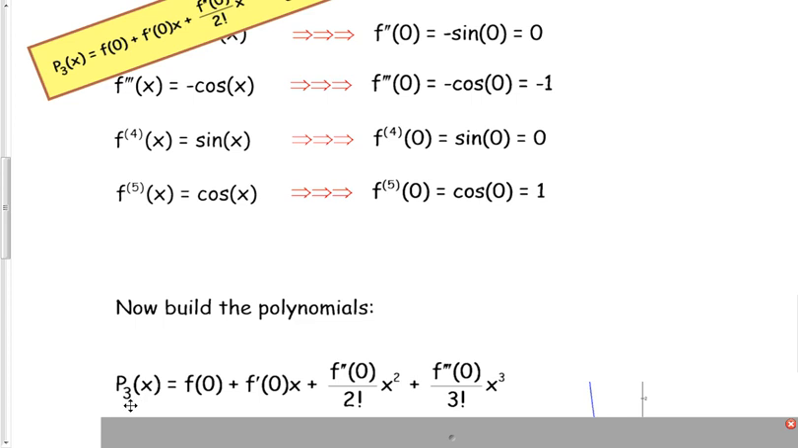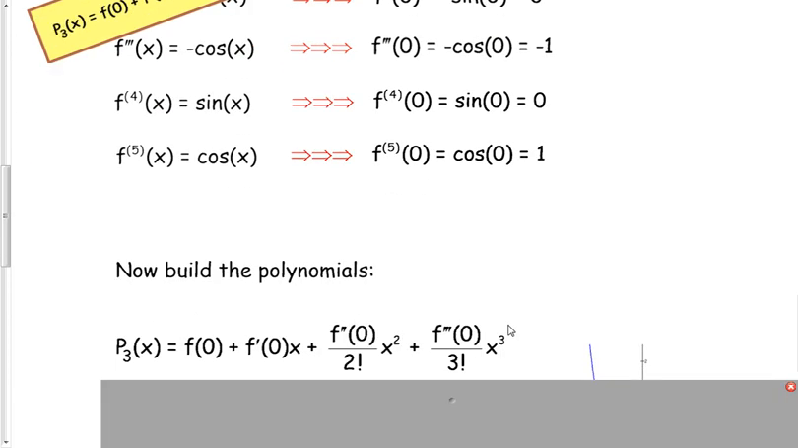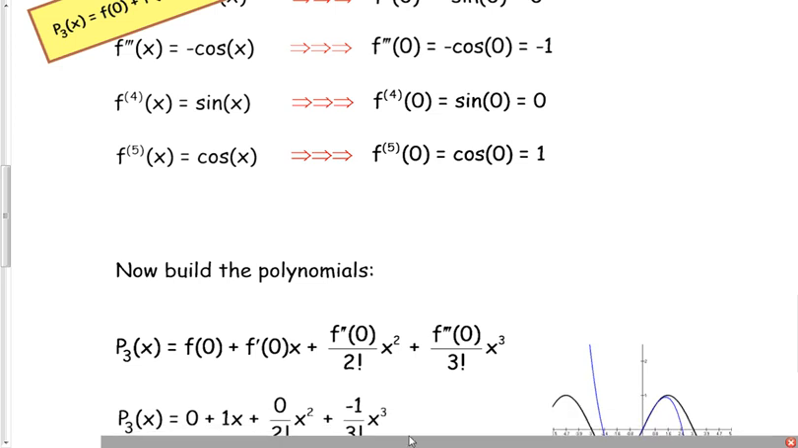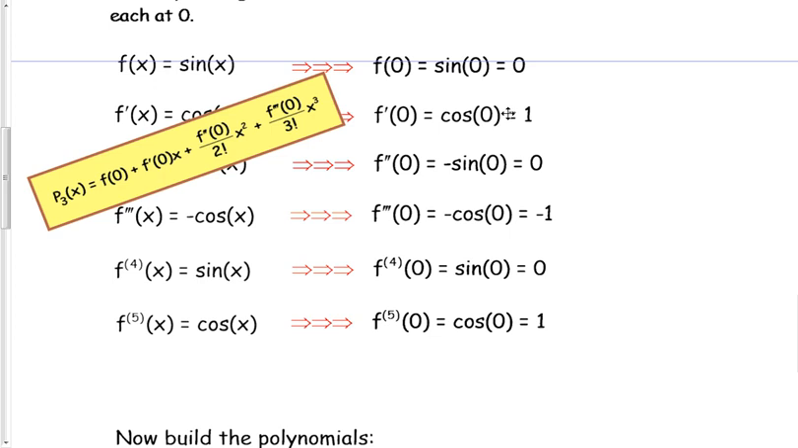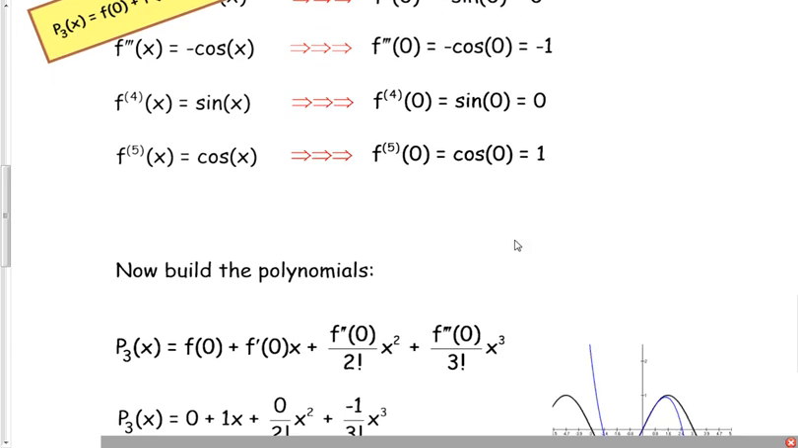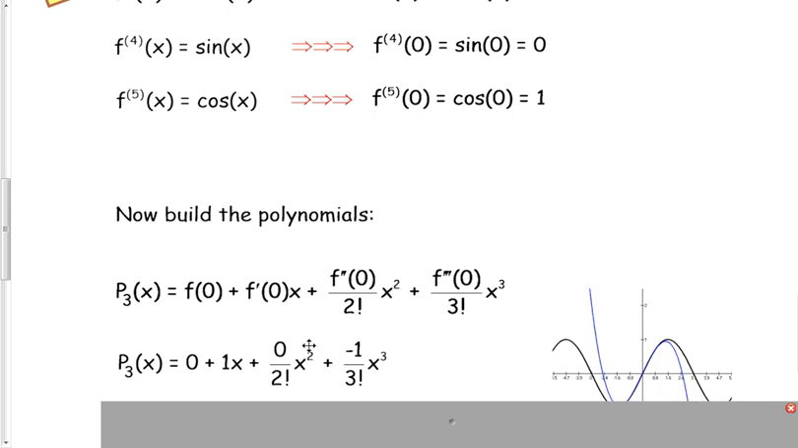So let's keep in mind what's going on here. P sub 3, the third degree Taylor polynomial for f of x equals sine of x, is built this way. And we now, of course, have f of 0, which is 0. And we have f prime of 0. It's hard to see all the way up here. F prime of 0 is 1. And so I've replaced f prime of 0 with 1. Now we also have times x. So here's f prime of 0, here's x from above. Then we've got to worry about this term.